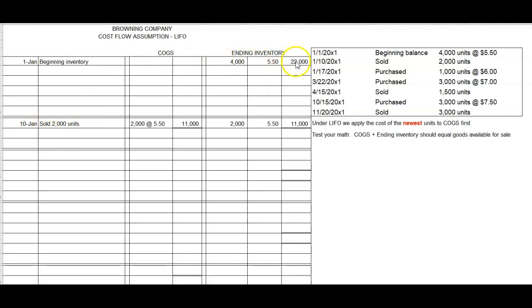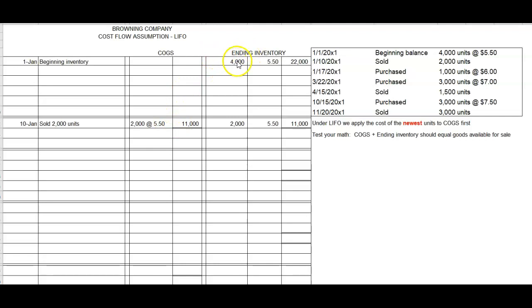There's only one layer of inventory. So it doesn't matter if it's FIFO, LIFO, or SHMIFO. If you only have one layer of inventory, then all costs have to come out of that layer. So just like in FIFO, LIFO cost of goods sold for the January 10th sale is 2,000 units at $5.50 for a total cost of goods sold of $11,000.